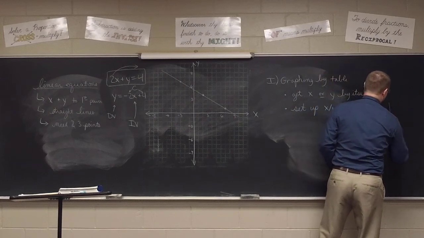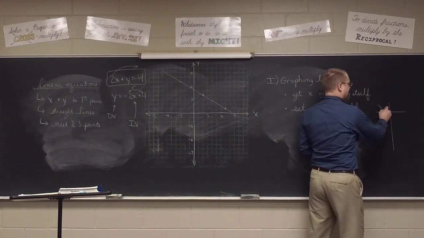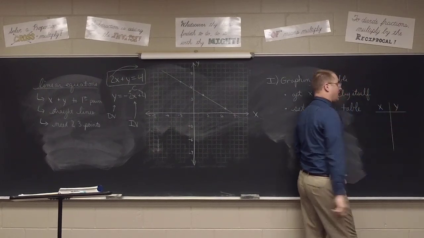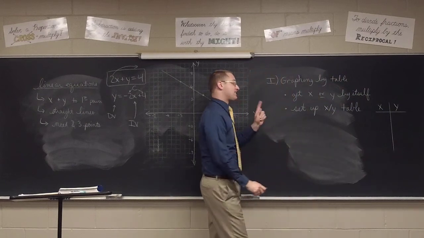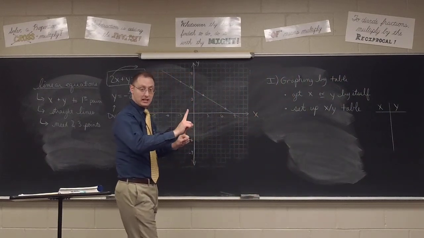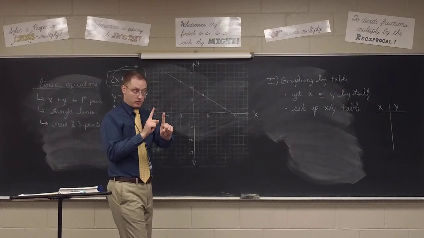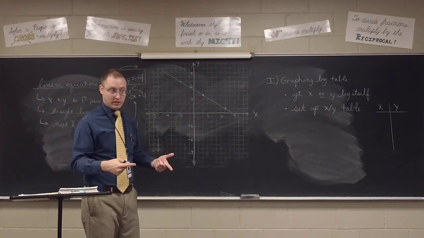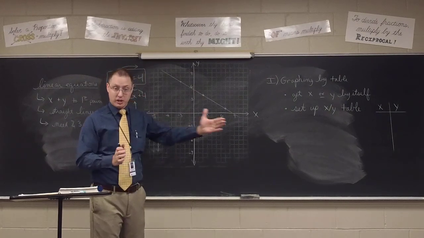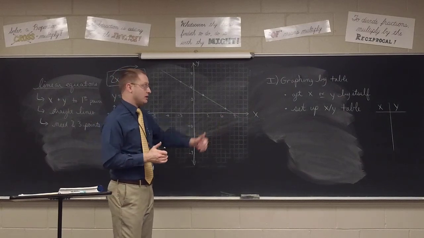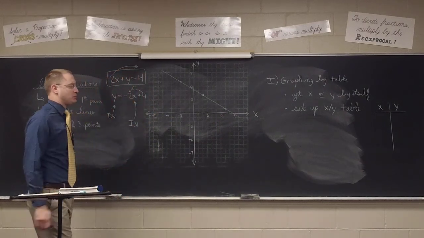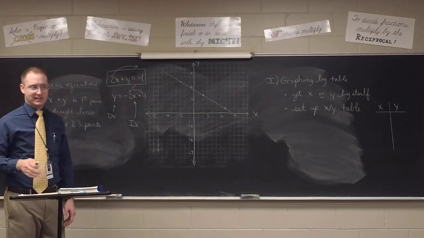Our XY table is a basic cheat chart. Okay? We put X's in one column, and Y in the next column. It is important that you put X in the first column, Y in the second, not the other way around. Because as we plot points, we want to be able to graph X then Y. We want to be able to plot our coordinates. So we set up an XY table. That's literally all there is to that step.